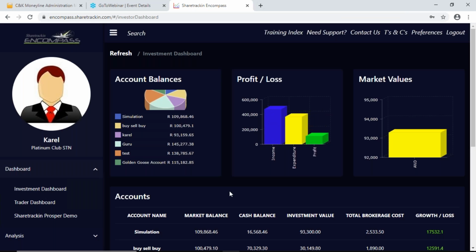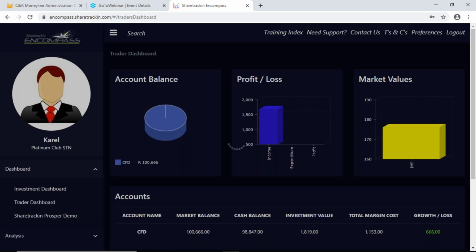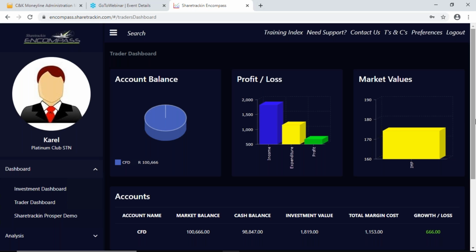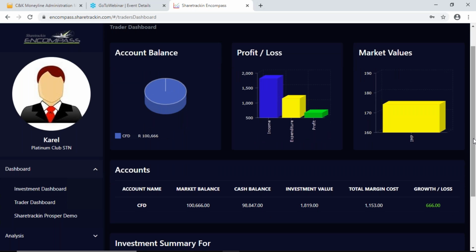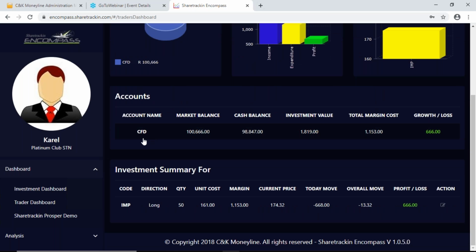Okay. So first of all, we will note that we have a trader dashboard here. If we click on the trader dashboard, it looks exactly like your investment dashboard. The only thing is, this is your short-term dashboard. Okay. As you note, I already have an account here with the name CFD.